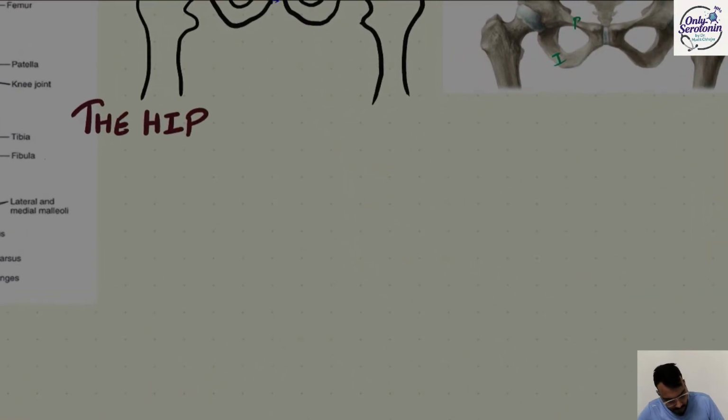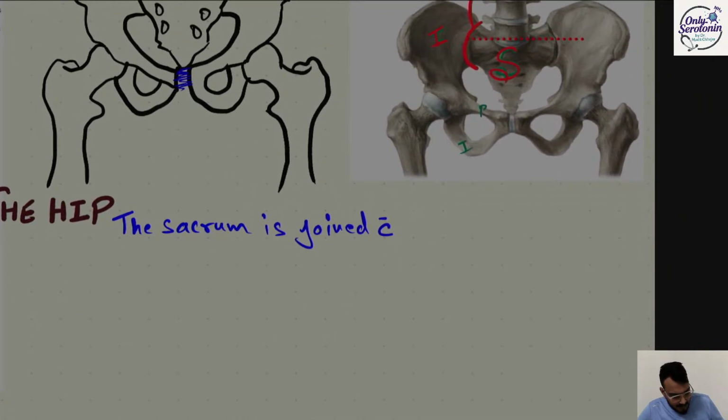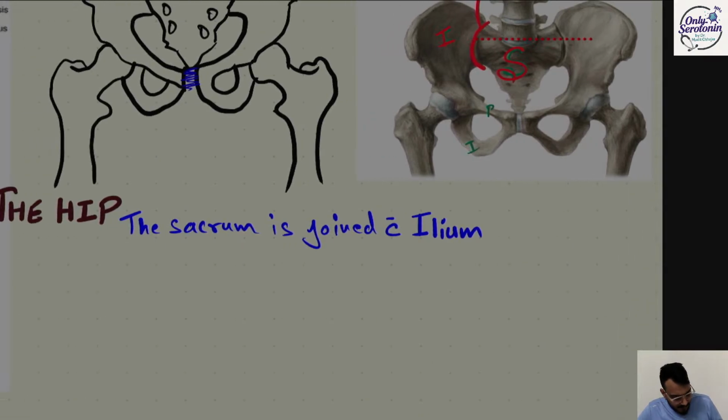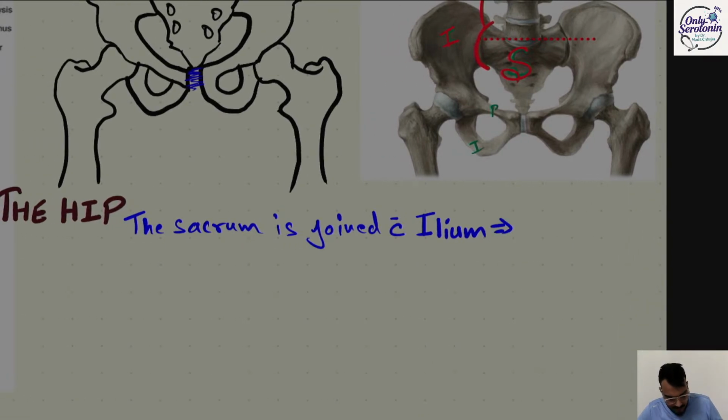So the sacrum is joined with, what was it joining with, children? Sacrum was joining with ilium, and they will make a joint. Name of that joint is what, guys? Name of that joint is sacroiliac joint. The name of the joint is sacroiliac.